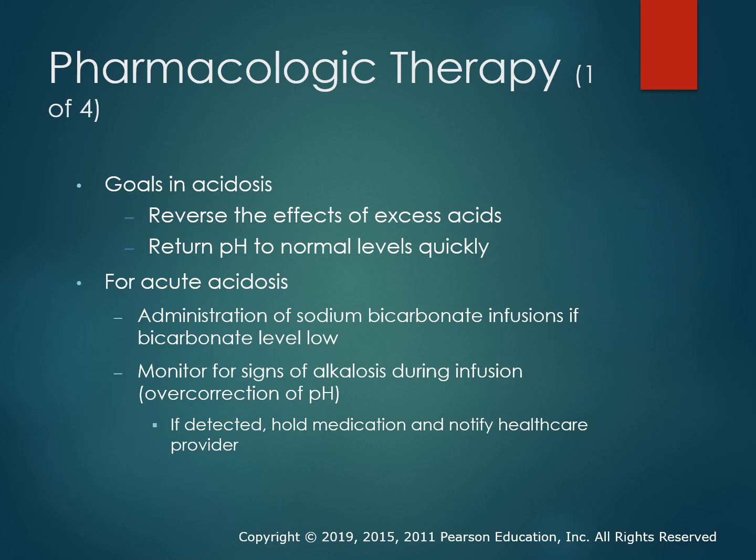Pharmacologic therapy. Careful monitoring of ABG levels prevents over-treatment that causes pH to alter in the opposite direction, changing alkalosis to acidosis or acidosis to alkalosis. In patients with acidosis, the therapeutic goal is to reverse the effects of excess acids in the blood and return the patient to normal pH level as quickly as possible.